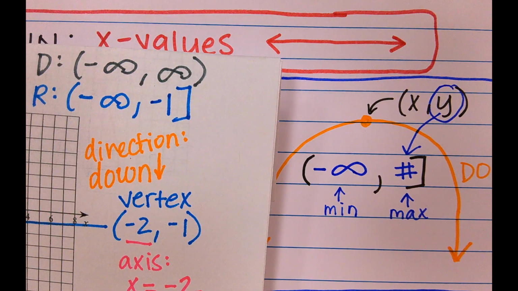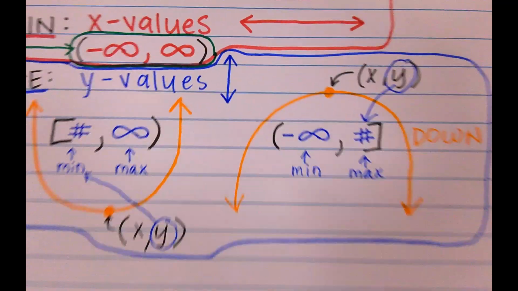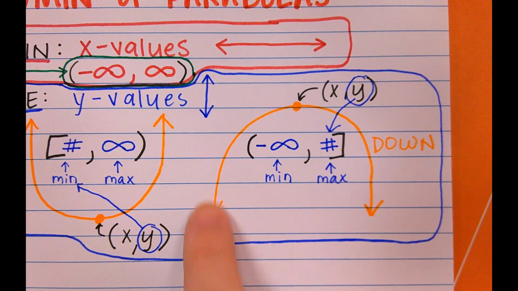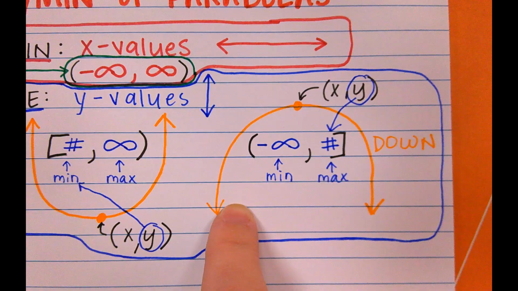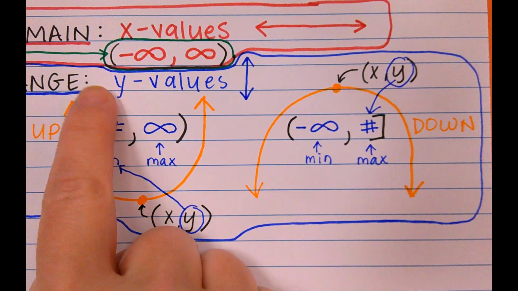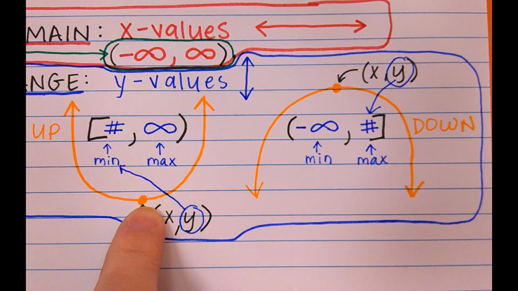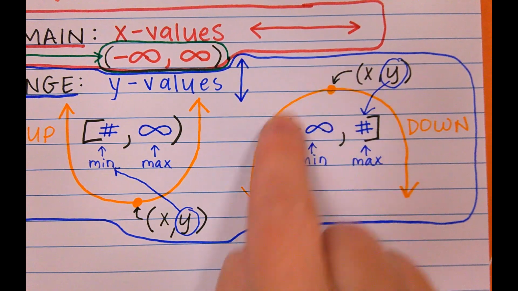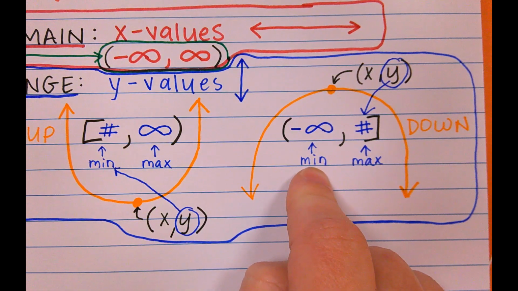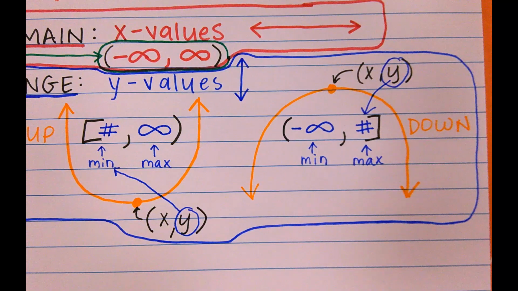What did we just say about the range? Diane was pointing out, we're looking at these orange markings to help us decide, do I write a number first or do I write negative infinity first? If our parabola is facing up, we know the minimum will be a number. There's going to be a point that is our lowest point. But if our parabola is facing down, our minimum is negative infinity because these lines go down and just keep getting lower and lower.